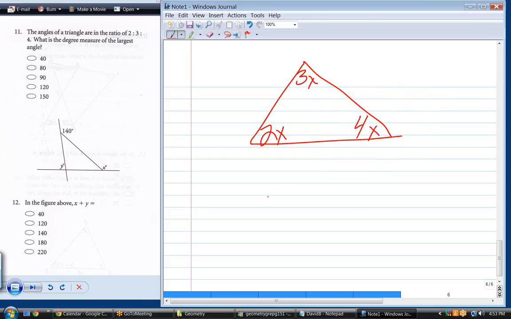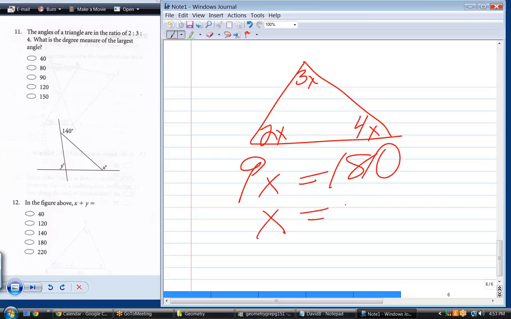So how do I solve for x? You would add it all together and get 9x equals 180. From that you get x equals 20. And the largest angle, therefore, is 20. No, it equals, sorry, 80. Okay, so let's just check and make sure that everything's copacetic. If that's 80, this must be 60, and this is 40. Now let's check their relationship. Is that a 2, 3, 4 relationship? Yes, it is.